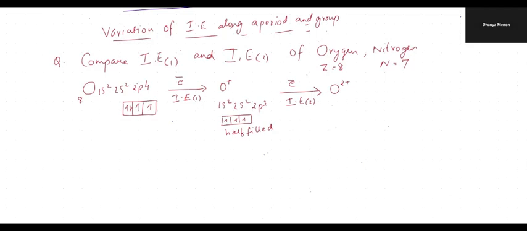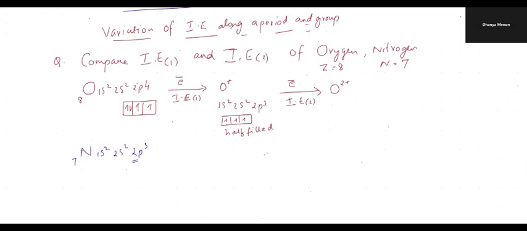This is for oxygen. Obviously, ionization energy 2 will be more than ionization energy 1 in the case of oxygen. Now let's write for nitrogen and then we will compare both of them. Now nitrogen is 7. The configuration is 1s2, 2s2, 2p3. So you must remember what type of configuration this is.